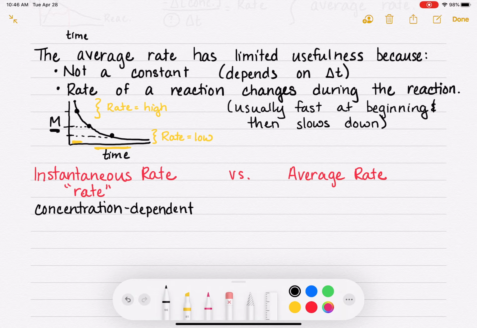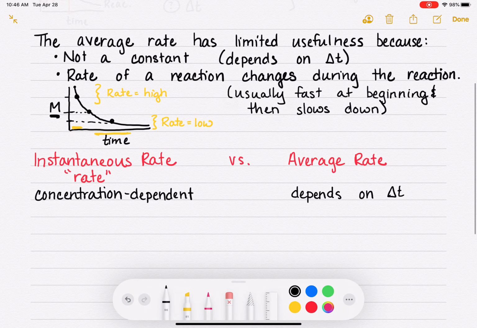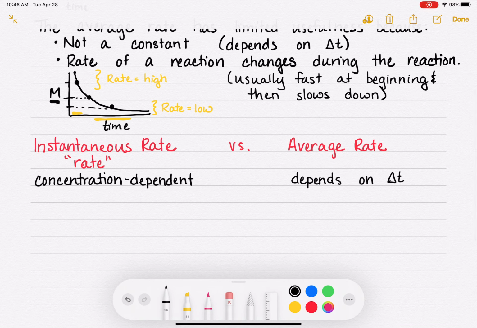Whereas the average rate depends on the amount of time that has passed when we are making the calculation. So the average rate depends just on the change in time. The instantaneous rate is much more useful, because if we know an equation for calculating the instantaneous rate, we would be able to calculate the rate of the reaction at any particular time. So average rate is still useful, but it's less useful.